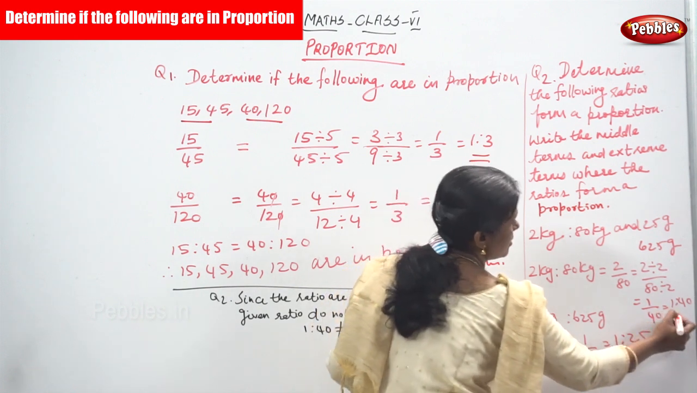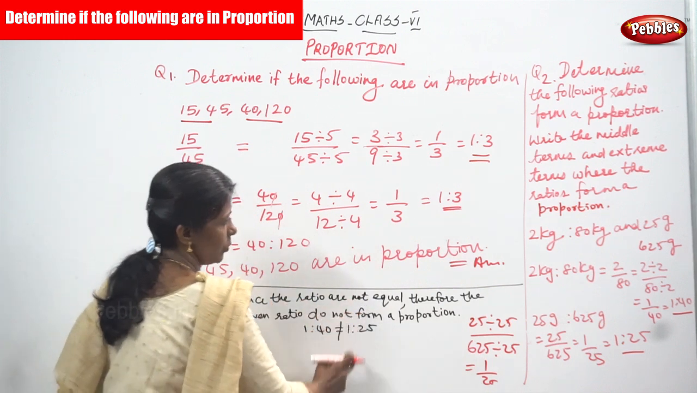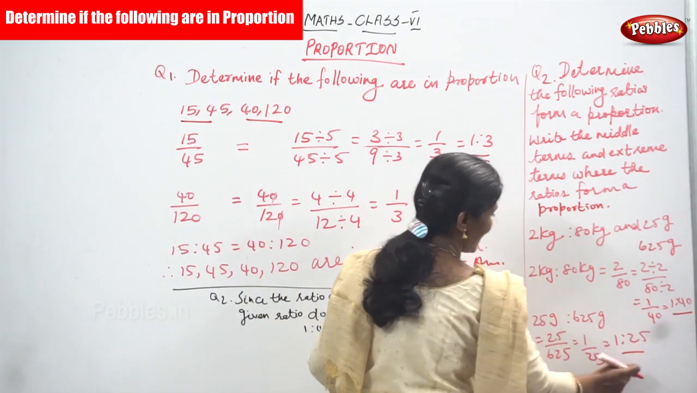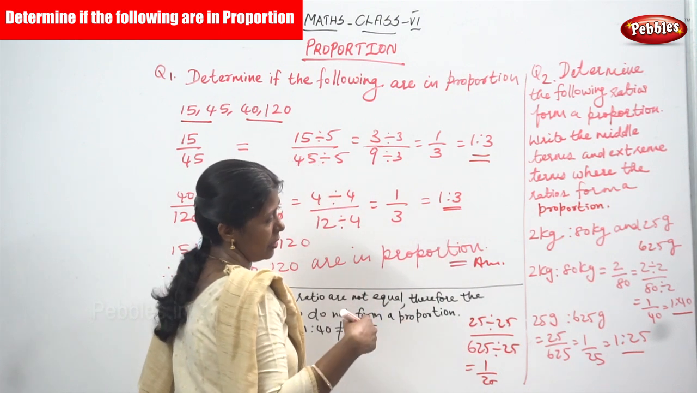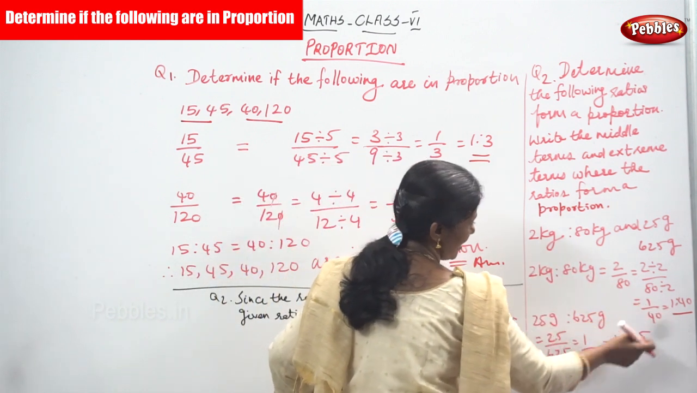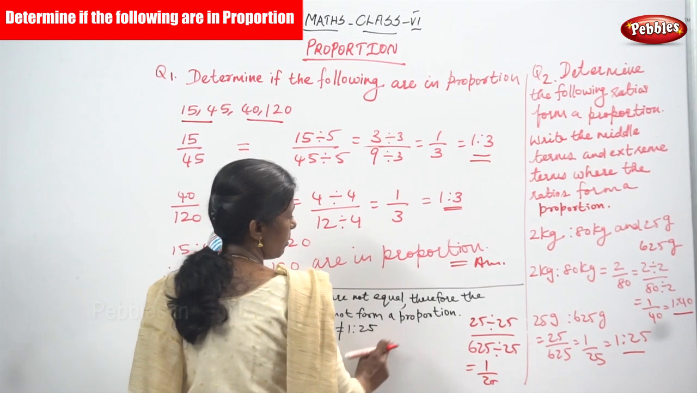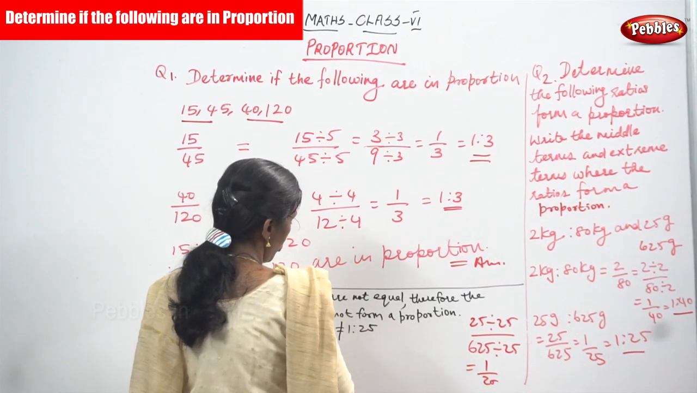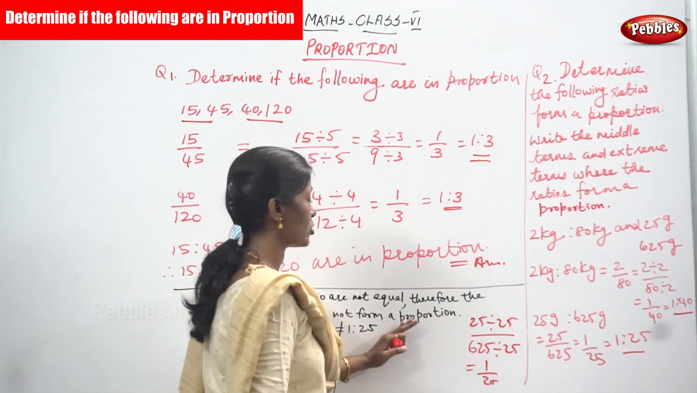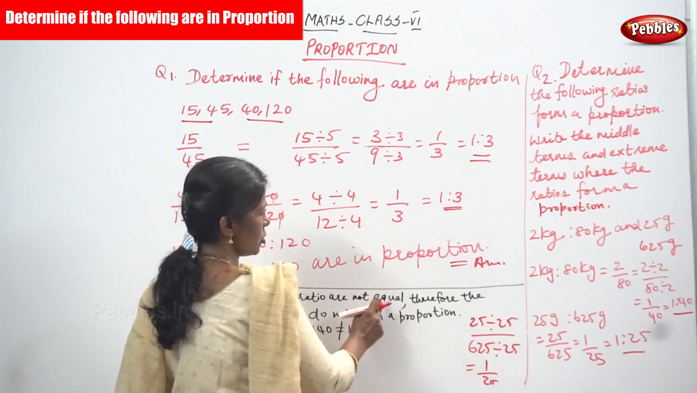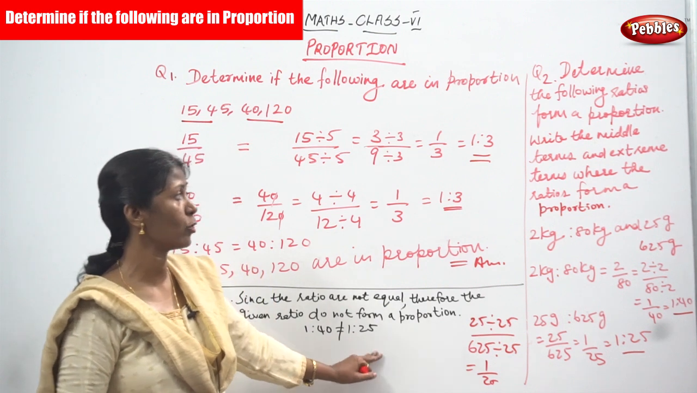This is one ratio, this is another ratio. Since these two ratios are not equal, because the first one is 1:40 and the second one is 1:25, therefore the given ratios do not form a proportion. So it does not form a proportion. 1:40 is not equal to 1:25. So the ratios are not equal, so the given ratios do not form a proportion.